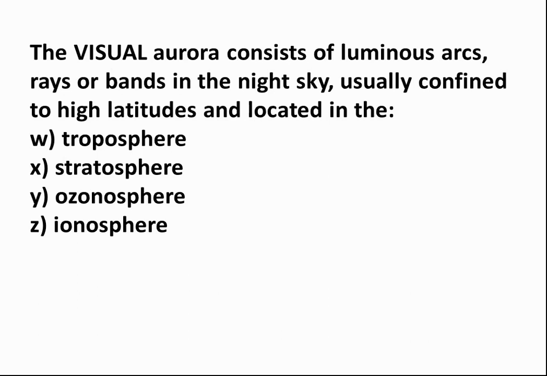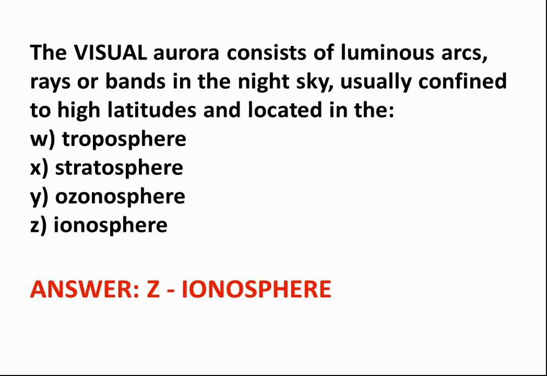The visual aurora consists of luminous arcs, rays or bands in the night sky, usually confined to high latitudes and located in the W. Troposphere, X. Stratosphere, Y. Ozonosphere, Z. Ionosphere. Answer: Z. Ionosphere.